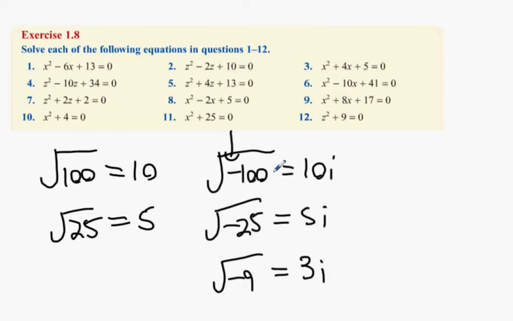The presence of a minus means there's an i in the answer. Now, this is the very first thing we covered. i squared is defined as minus 1. I can change root 100.